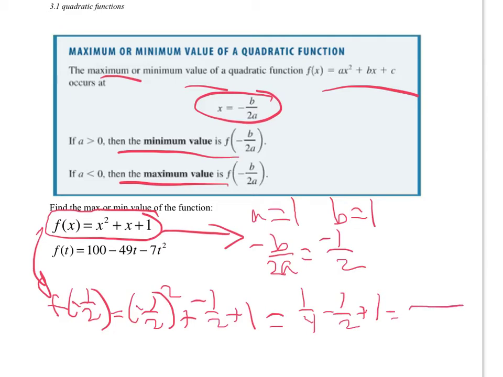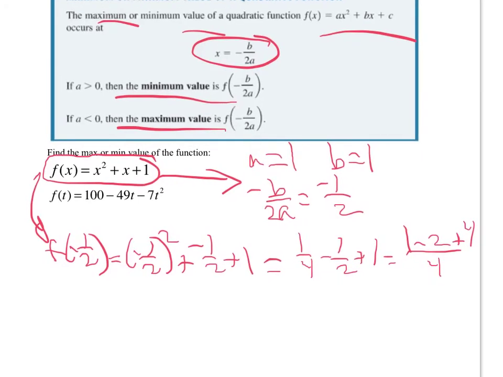So the common denominator would be 4. So the first one is 1/4. It's already got that. The next one is minus 2/4. And then the last one is plus 4/4. And that works out to be, let's see, 1 minus 2 is negative 1 plus 4 is 3. So 3/4. And is that a max or a min? Well, you can see a is greater than 0. So that means the parabola opens up. So 3/4 is a minimum. Okay, I'll leave this one to you. It's the same idea.